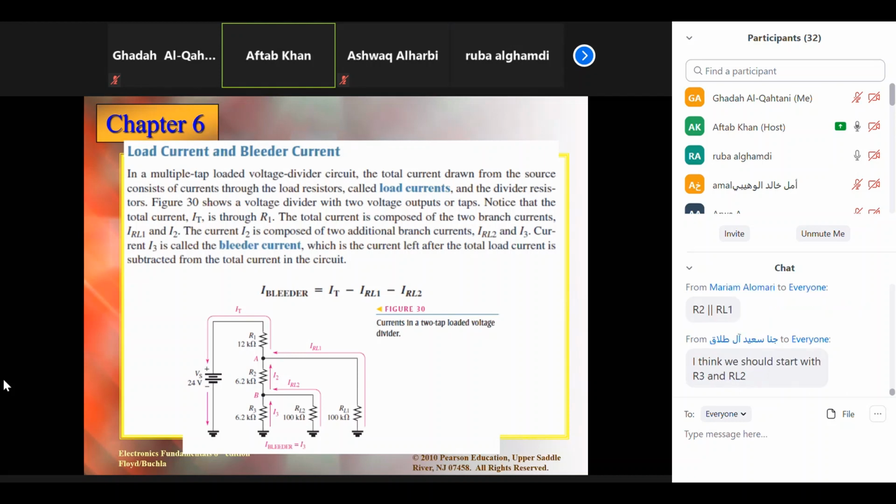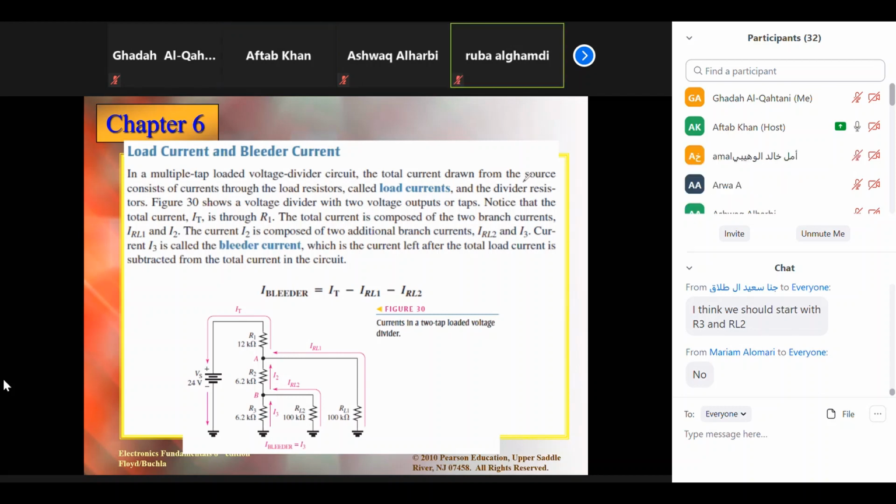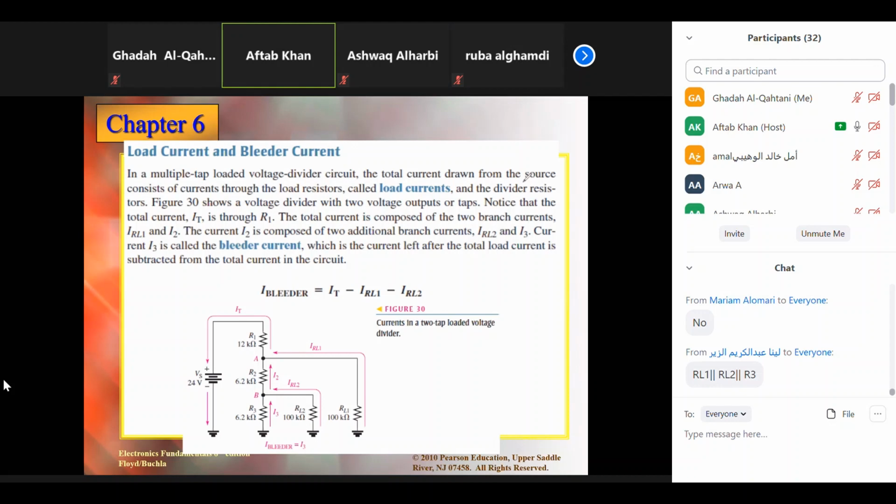Yes, Mariam. Go ahead. Okay, Jana, you can start. Yeah, Mariam, what is that? You said R2 and RL1 in parallel. Yes. And Lena is saying RL1, RL2 and R3 in parallel.